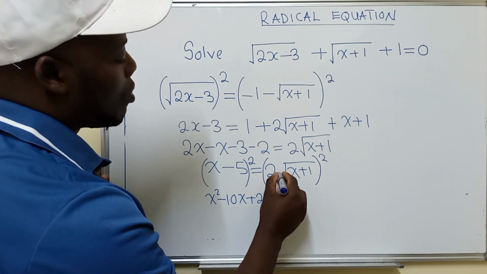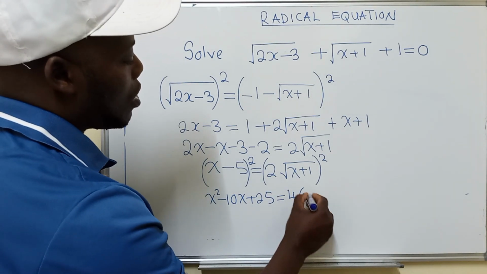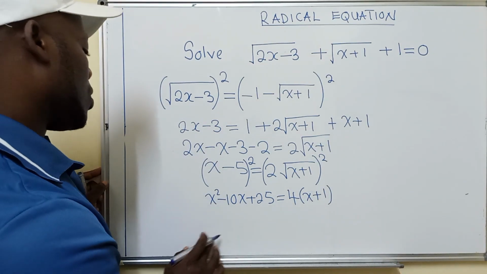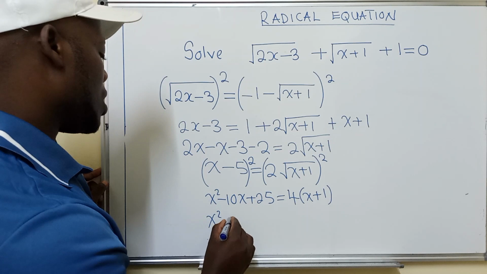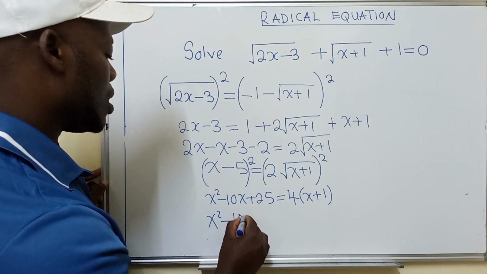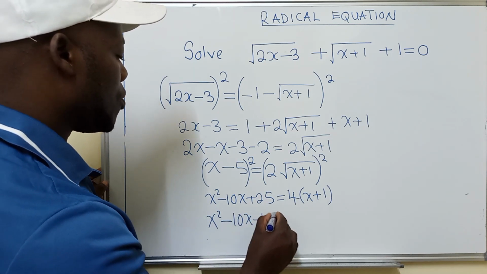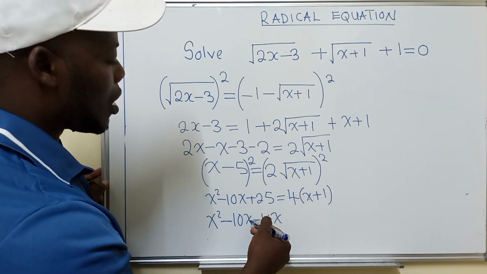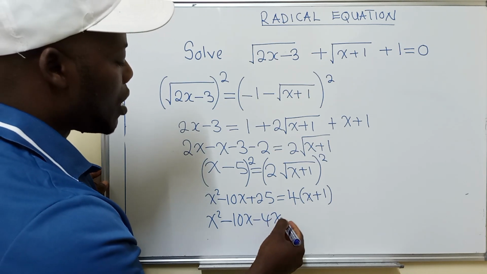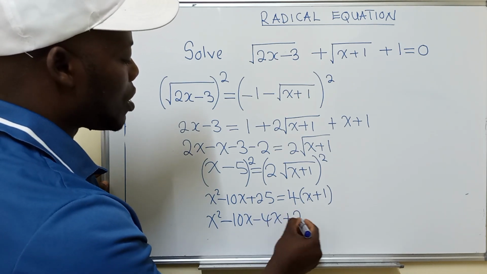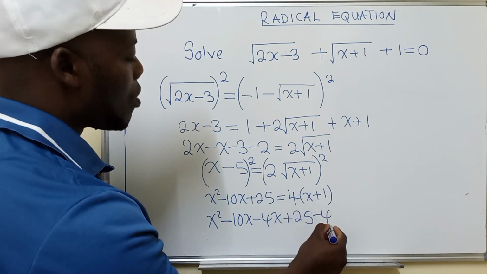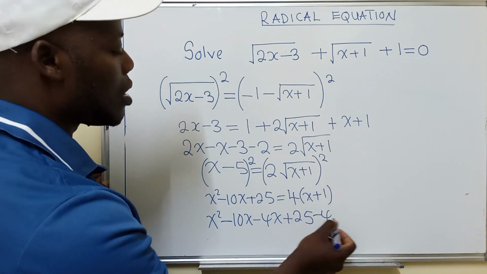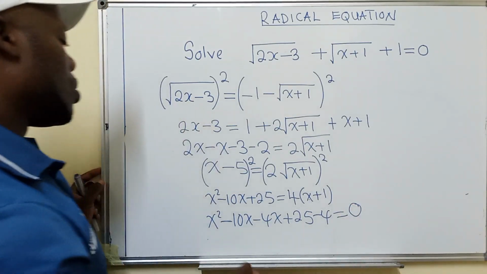This side we shall have 4x plus 1, like that. So now we work out things here. We shall have 10x minus 4x. So this 4 times x is 4x, and then you bring it to this side of the equation, it will be negative 4x plus 25 here minus 4. This 4 multiplied by 1, it will be 4. You bring it this side, it will be like this, and equal to 0.